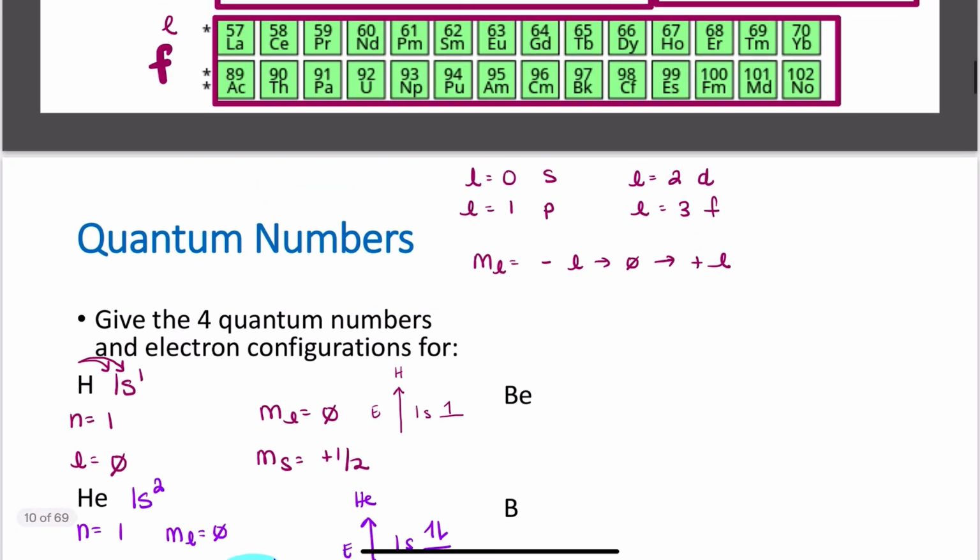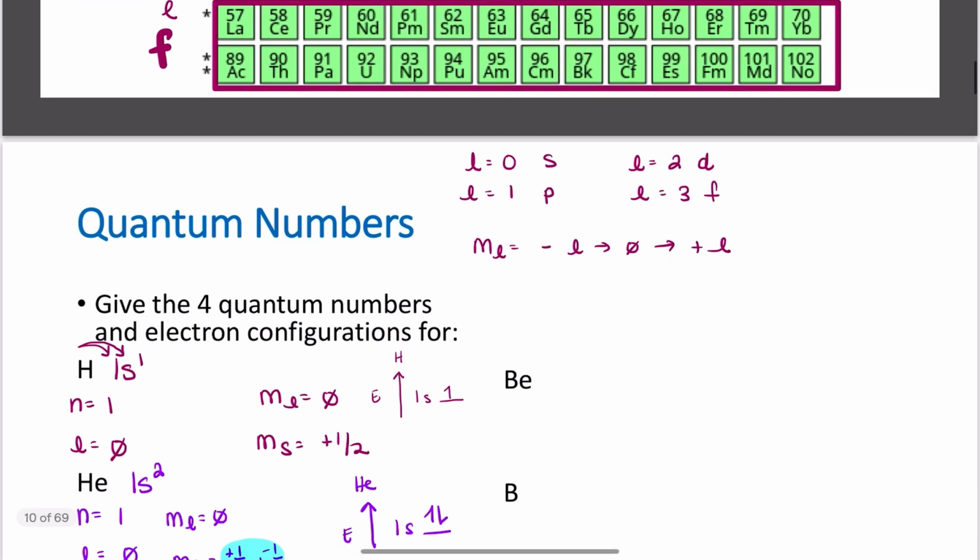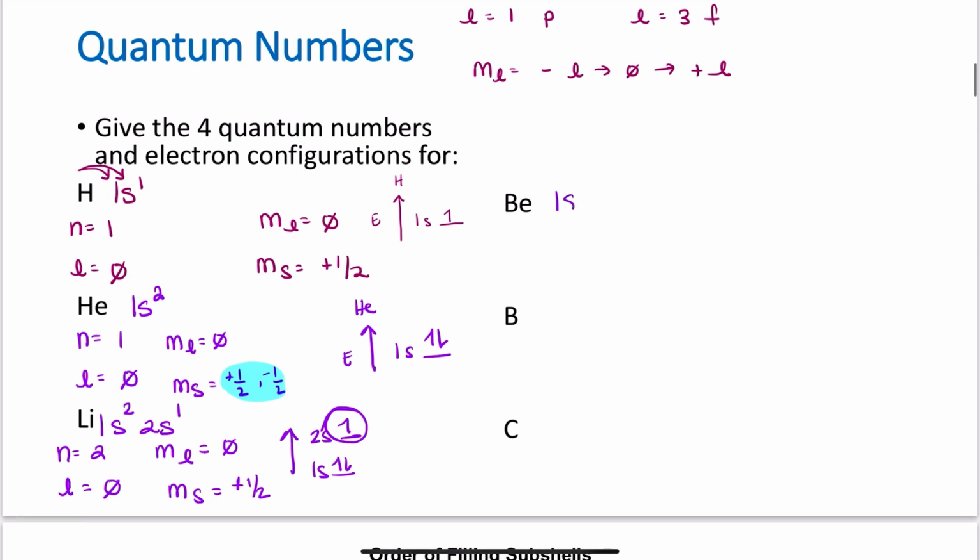Let's look at beryllium. Let's clean this up just a little bit. If I look at beryllium, 1s1, 1s2, 2s1, 2s2. I've now hit beryllium. So 1s2, 2s2.